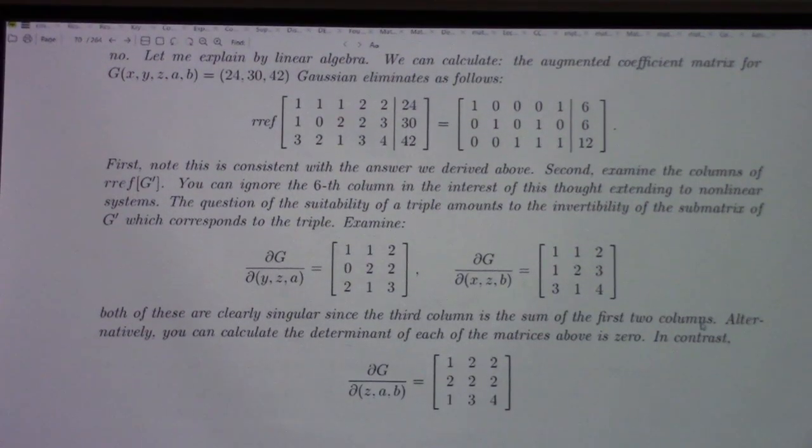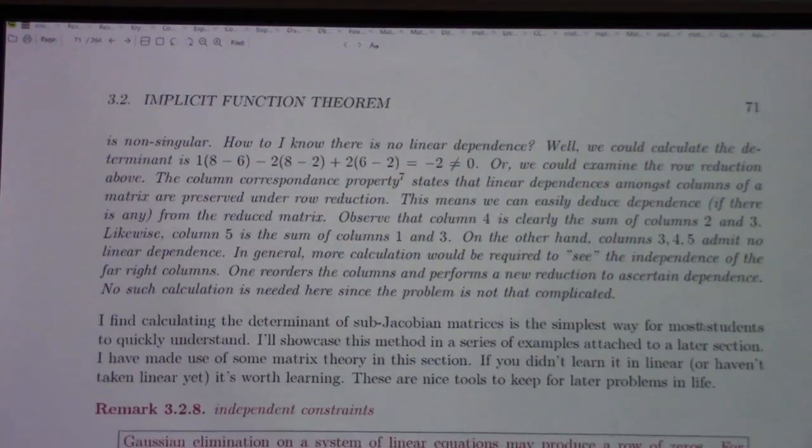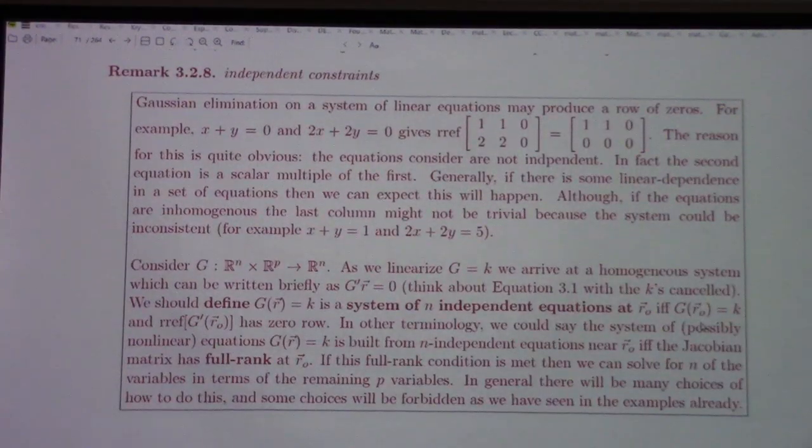Here are the actual matrices for those other selections of variables. All right. I should mention that all of this has been for independent constraints. If the given set of equations was redundant, everything we're doing kind of breaks down.